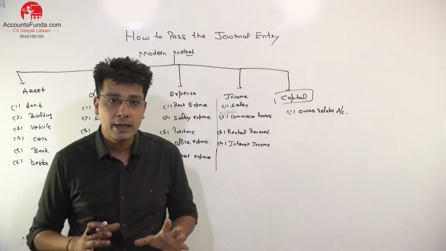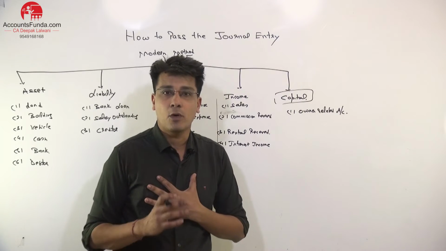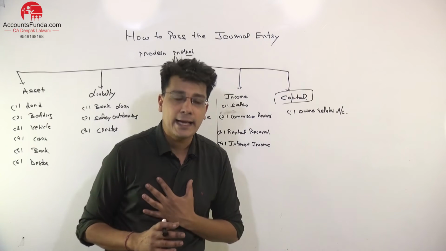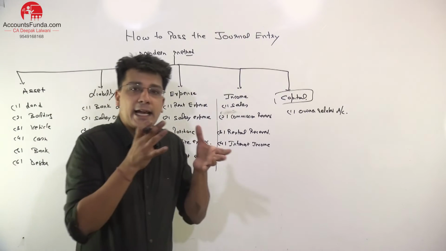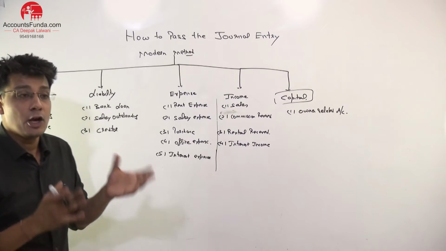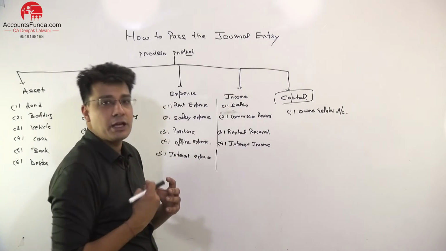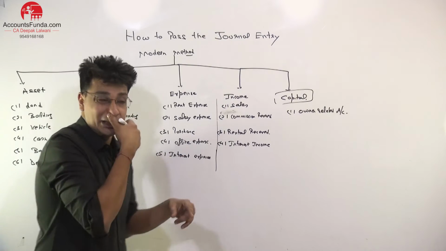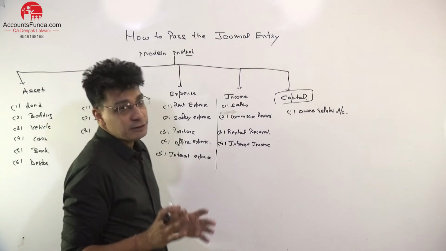If I bought the building and the building has been transferred in my name, so I become the owner of the building, so it is my asset. Anything which is my property and over which I have a control, it becomes my asset. Or anything which I have a right to receive the amount, it is also an asset. So I have an asset of vehicle. So if I purchase a vehicle, it is my asset.